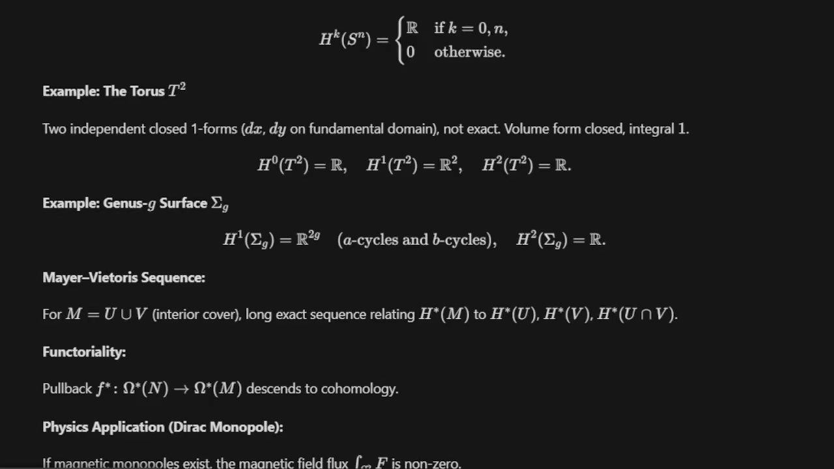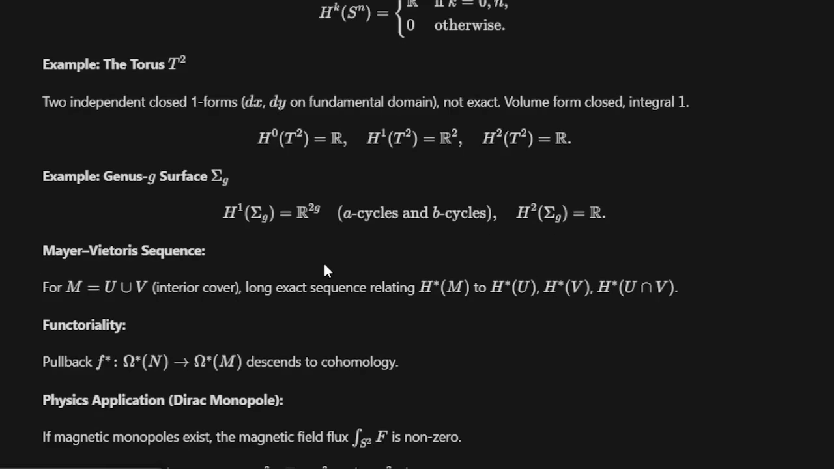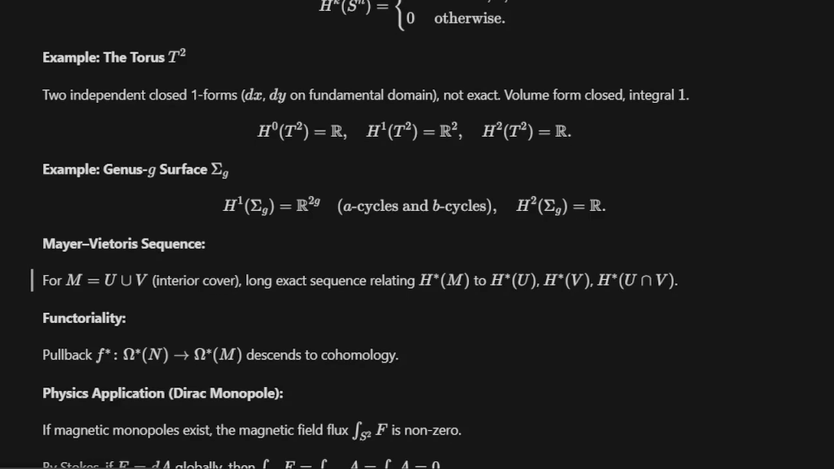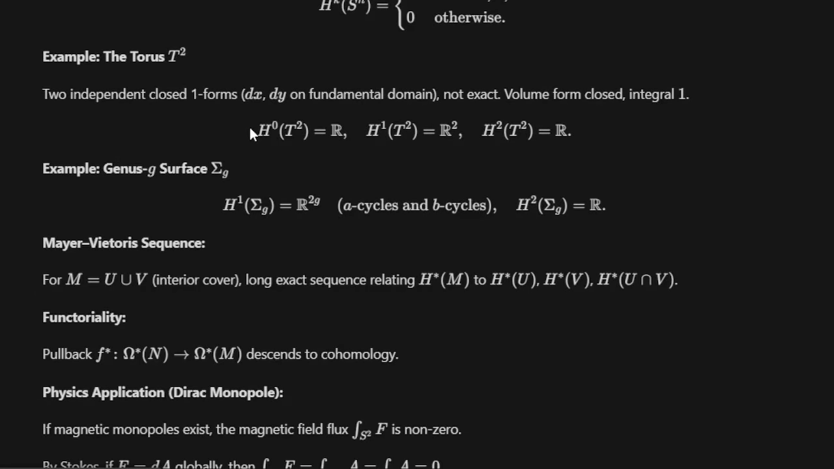Next, we can look at the torus. So we can also just say, well, independent closed one forms dx and dy on the fundamental domain are not exact. If you get a volume form that's closed, the integral will be 1. So if we want the cohomology for the torus on a 0 form and a 1 form and 2 form, it's either the real numbers or it can be the real numbers in 2 dimensions.